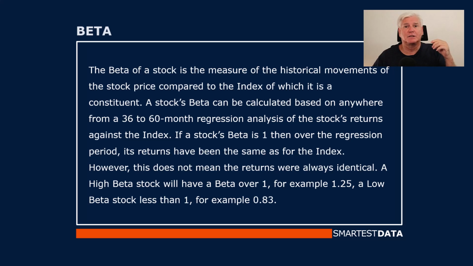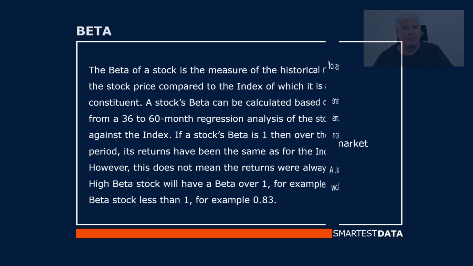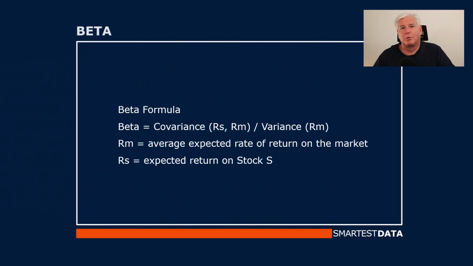A high beta stock will have a beta over 1, for example 1.25. A low beta stock, less than 1, for example 0.38. Okay, so let's go over the formula for beta. Beta equals the covariance of returns for the stock and returns for the market, divided by the variance of the market returns. RM equals the average expected rate of return on the market. RS is the expected return on the stock.